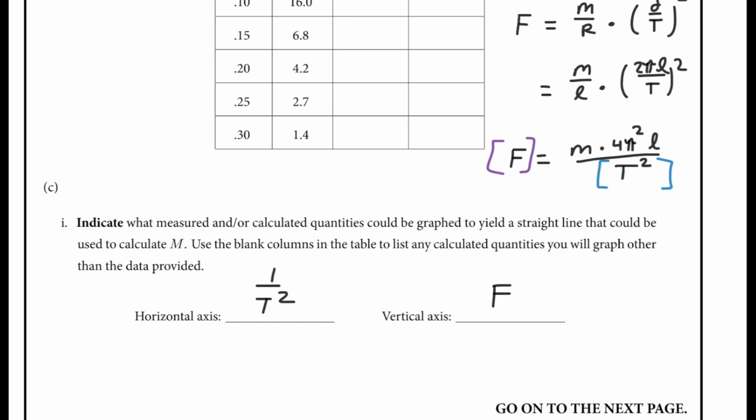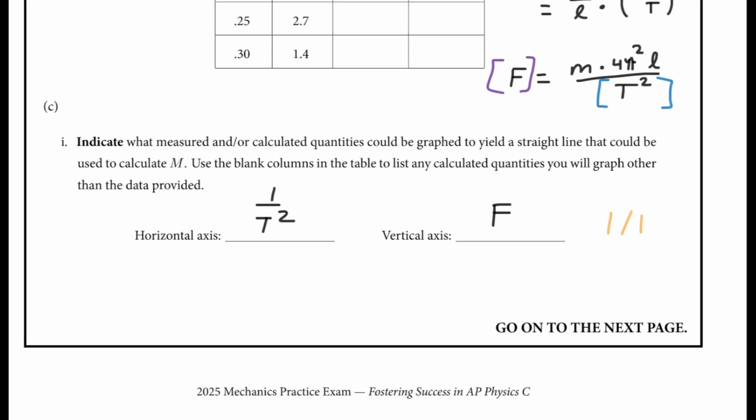So you get 1 point here if you graph something with the same functional dependence as this. So f versus 1 over t squared works. So anything that's equivalent to that. So you could do this with all your constants lumped in as well. If I were actually doing this, like personally, or when I did this to check, I graphed f versus 4 pi squared L divided by t squared, so my slope is just the answer.